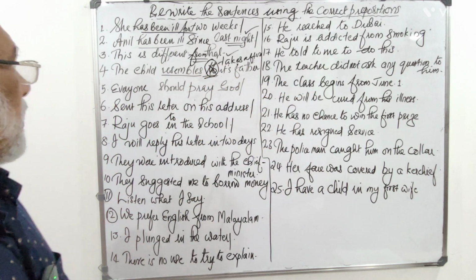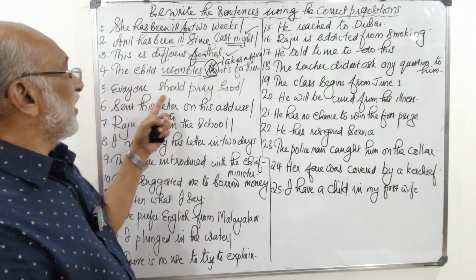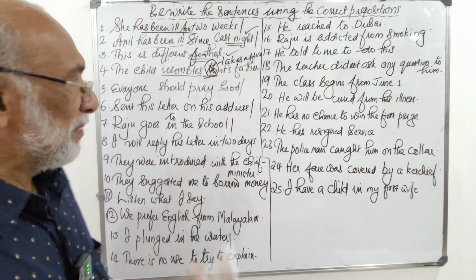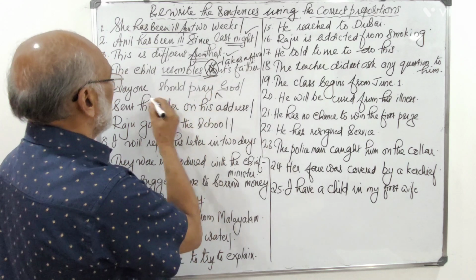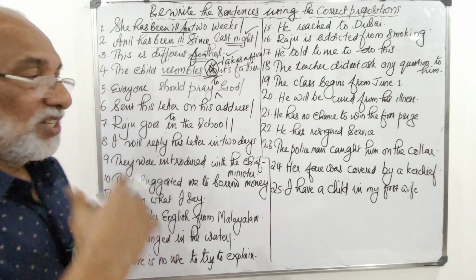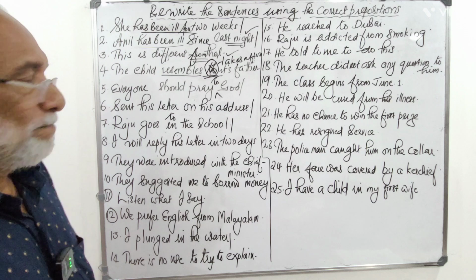Both are right. Fifth one, everyone should pray God. Something is missing, isn't it? A preposition is missing here. Everyone should pray to God. Pray to God for something.